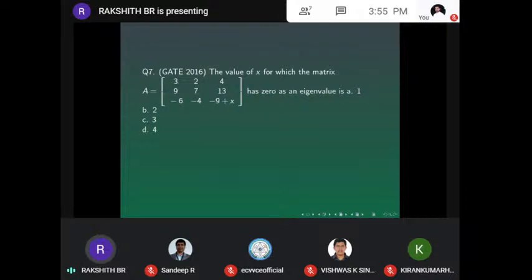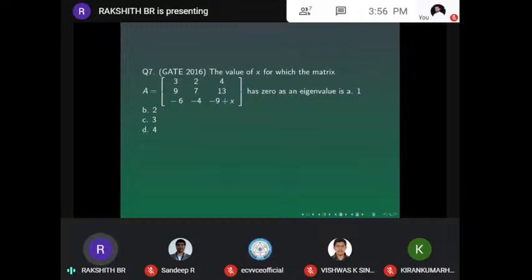The value of x for which the matrix A has 0 as an eigenvalue is: option A, 1; option B, 2; option C, 3; option D, 4. So what's the idea here? If you want to crack this problem, what's the idea?